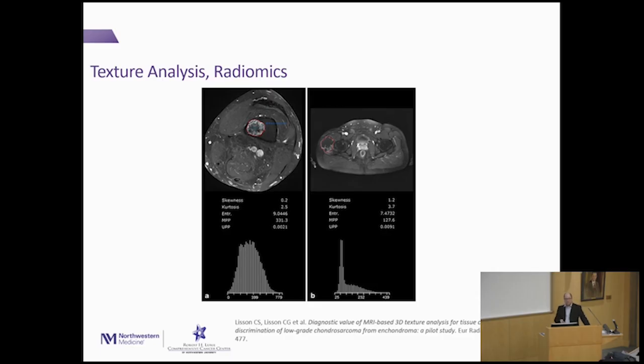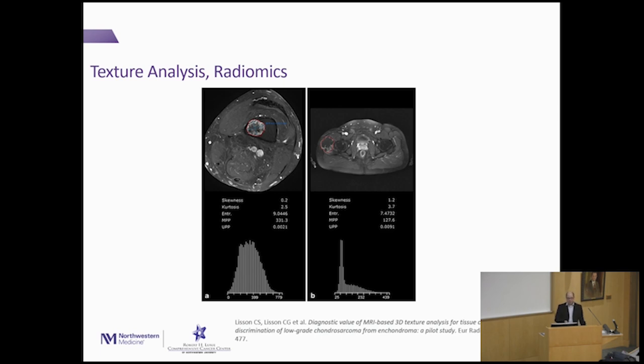I referenced machine learning and AI earlier. This is also adjacent to AI and machine learning. It's called texture analysis or radiomics. So everyone wants to have an omics, so the radiologists don't want to be left out, so there's radiomics.